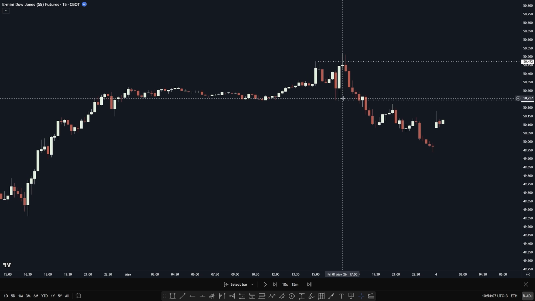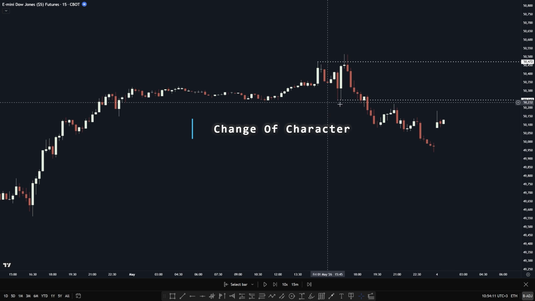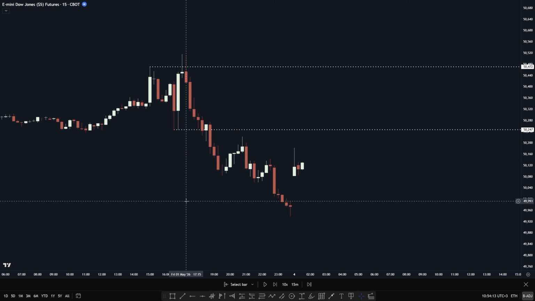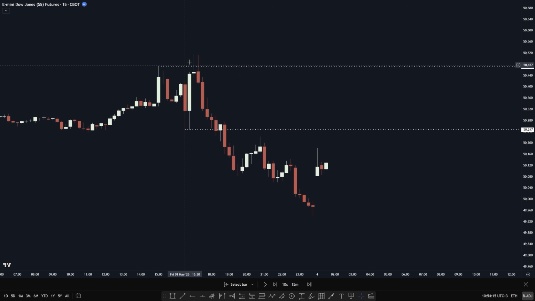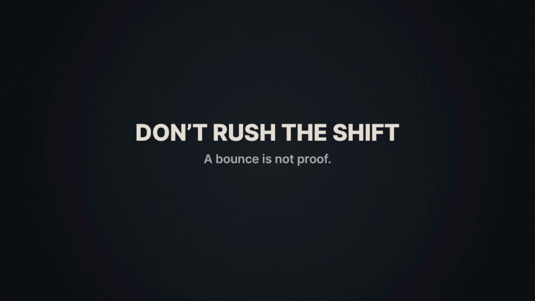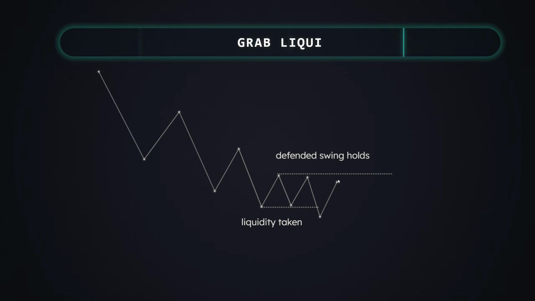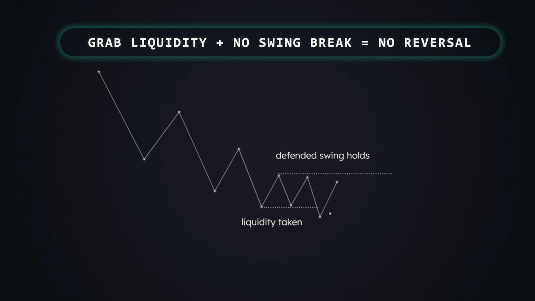Some traders call this market structure shift. Some call it change of character. The name is less important than the behavior. The old side lost control after liquidity was taken. The same pattern can fool you if you rush. Price can grab liquidity and bounce, but if it never breaks the defended swing, the reversal is not confirmed.